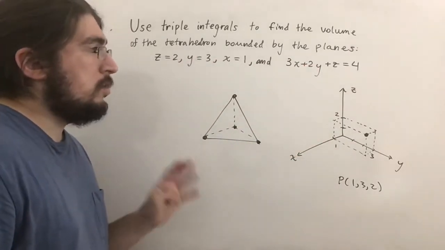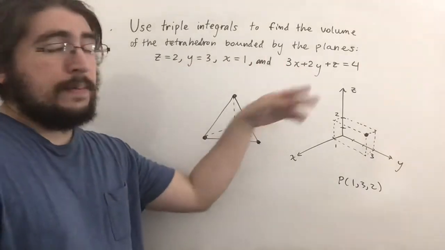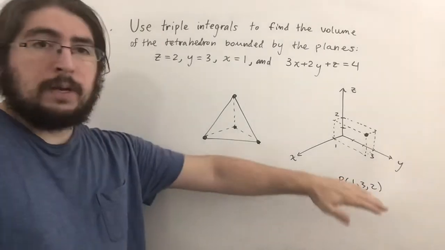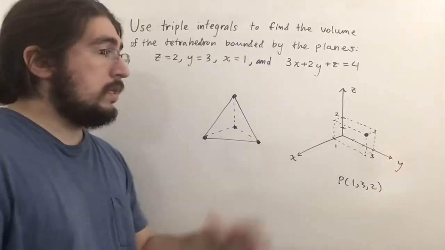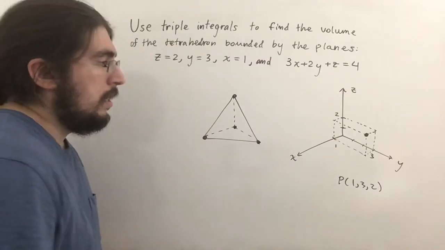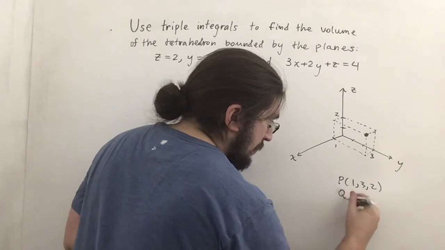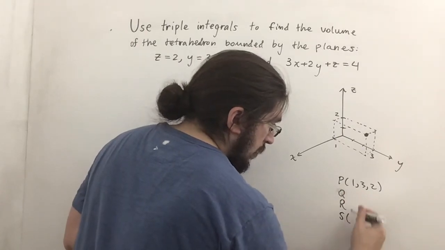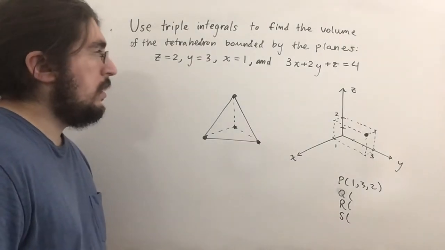So now to find the other points, we're going to plug in 2 of these values at a time to see what the other value is. I'm going to write the resulting points, and then we'll attempt to plot them and try to visualize what the tetrahedron looks like. And I'll call those points Q, R, and S, just going in alphabetical order, I suppose.